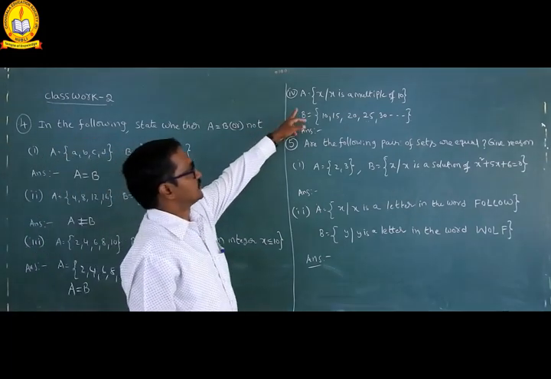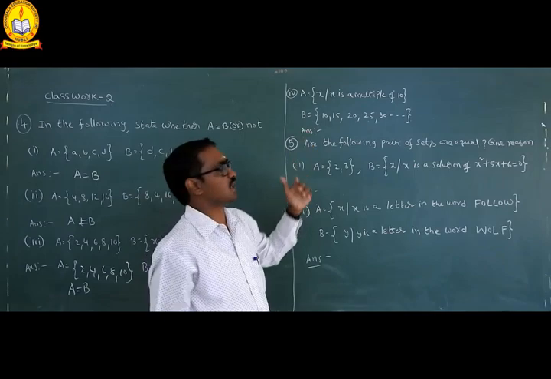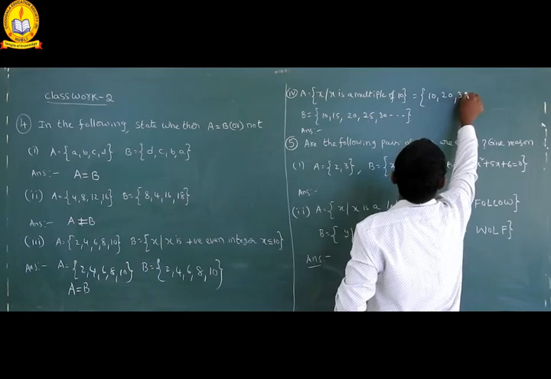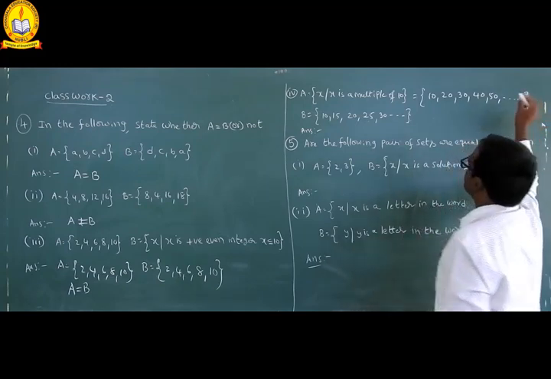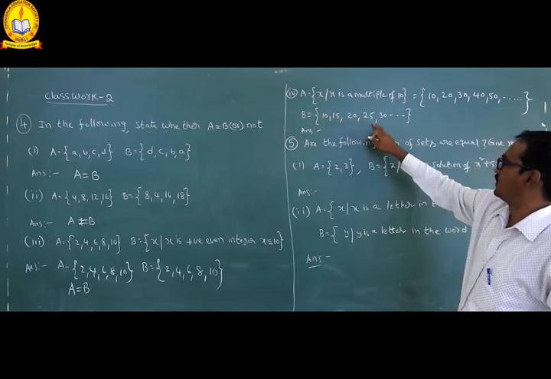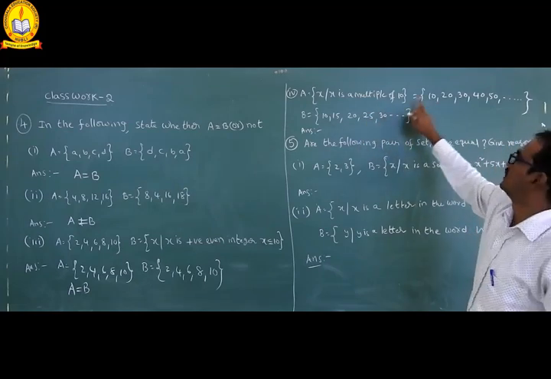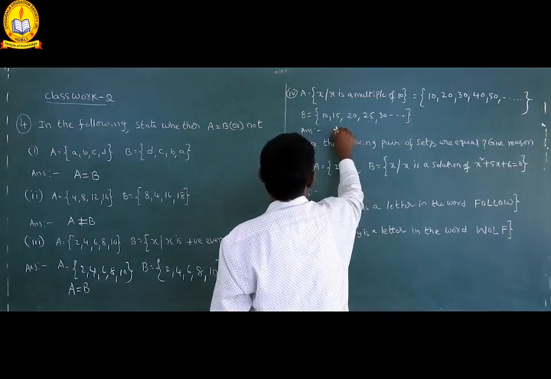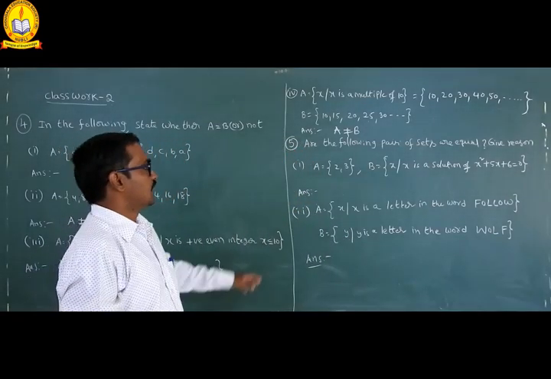Next, the fourth one. Set A is equal to {x such that x is a multiple of 10}. What are the multiples of 10? The multiples of 10 are 10, 20, 30, 40, 50, and so on. And set B is equal to {10, 15, 20, 25, 30}. Here 15 is there, but in set A 15 is not there. In set B 25 is there, but here 25 is not there. So they are not the same elements. That's why these two sets are not equal. A is not equal to B. Unequal sets.